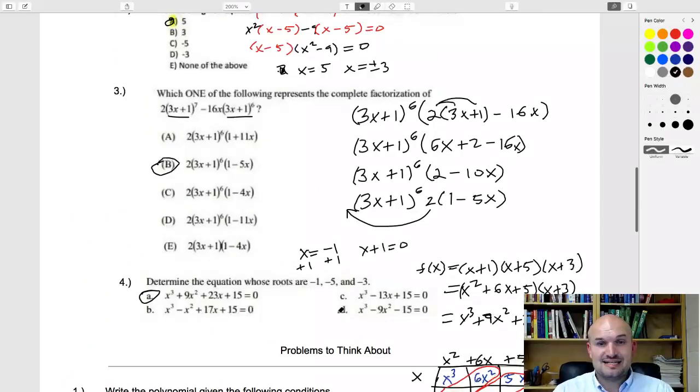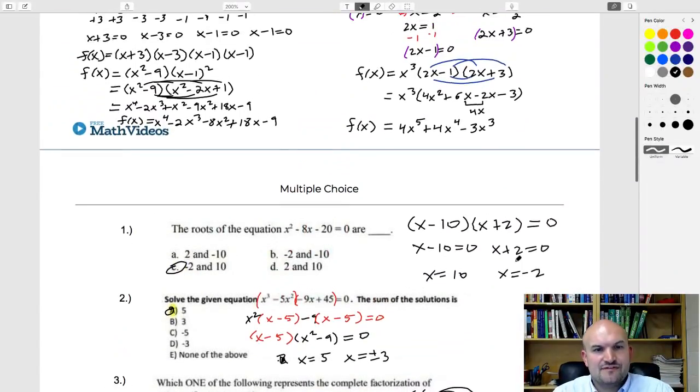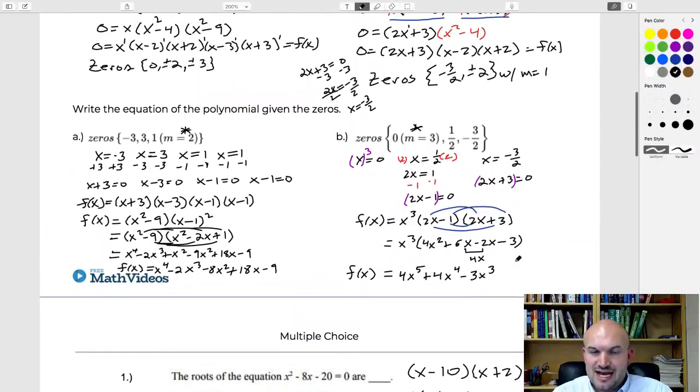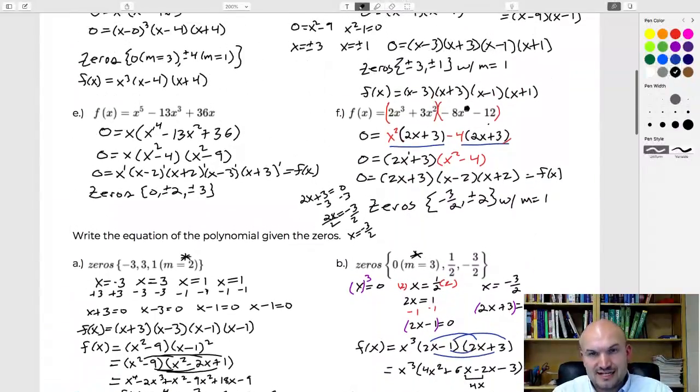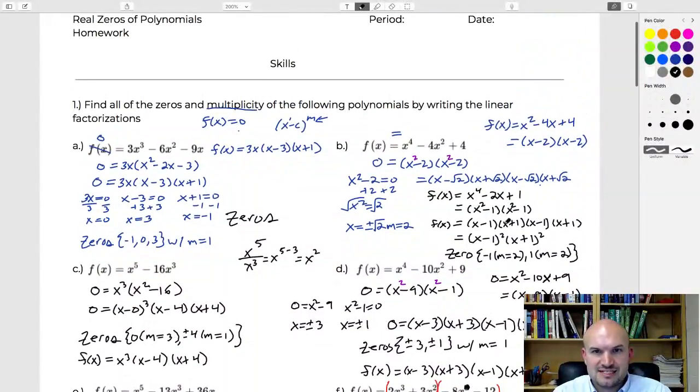So, ladies and gentlemen, that's it. That is the homework on real zeros. Basically everything from solving via factoring as well as writing these zeros. If there's one thing that I'm going to stress from this lesson, it's understanding the importance of writing a polynomial as a linear factorization, so you can understand the zeros as well as the multiplicity.